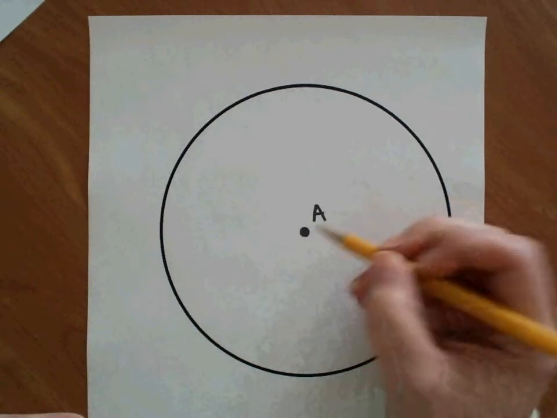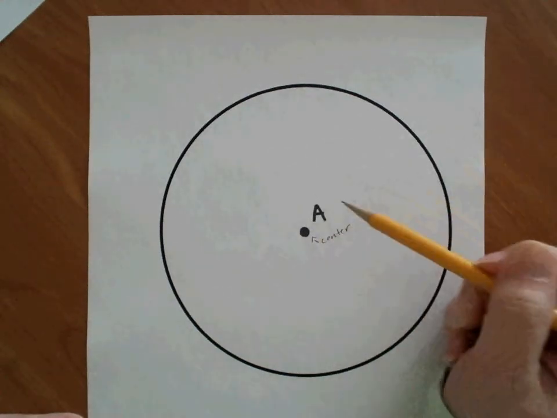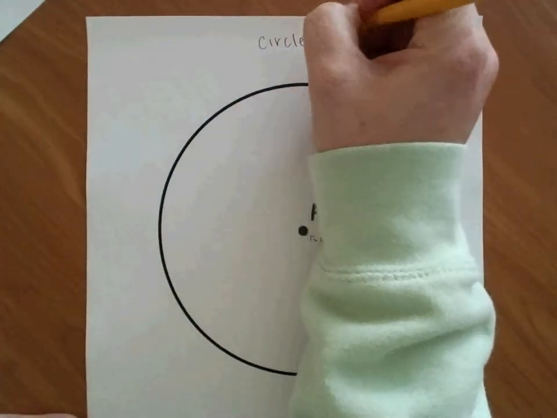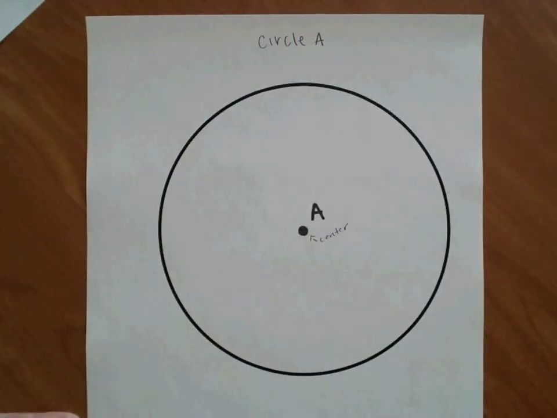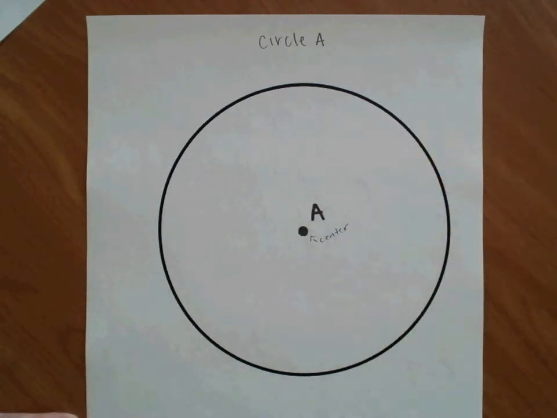Put a center point, because this is the center. I've labeled mine A, so this is circle A. So we're talking about circle A. However it's labeled in the center is going to be the name of that circle.